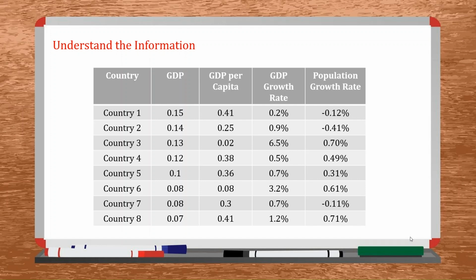Also, in column 3, we have the GDP per capita, which is given to us as a ratio of the GDP per capita of country 10. So if the GDP per capita of country 10 is 100, then it would be 41 for country 1, 25 for country 2, and so on and so forth. Also, we have the GDP growth rate for the next 3 years, and the population growth rate for the next 3 years, which remains constant. Also, we know that a negative population growth rate means the population will be decreasing over the next 3 years.